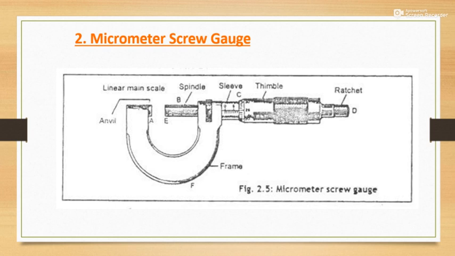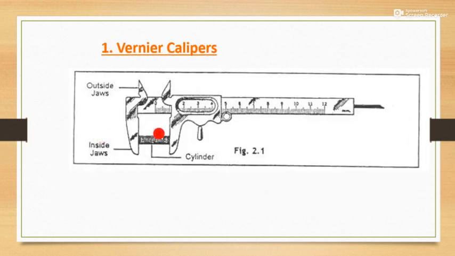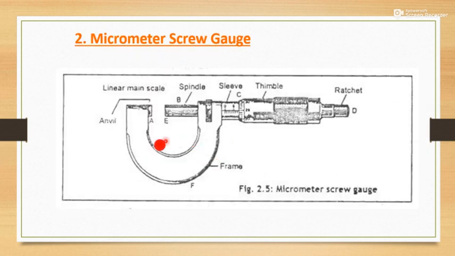Now next, the micrometer screw gauge. This is also an instrument we use to measure the smallest objects. If we cannot measure an object with the help of the vernier caliper, we use the screw gauge, which finds the length and diameter of the smallest objects.